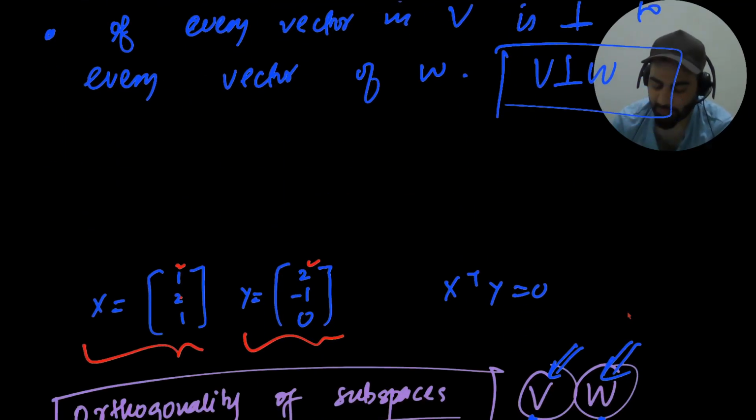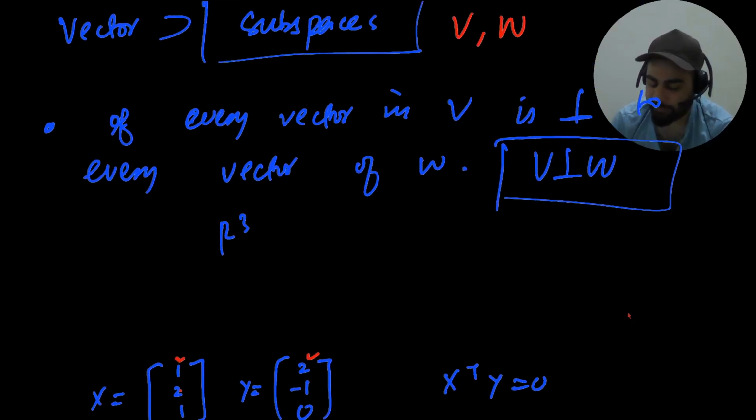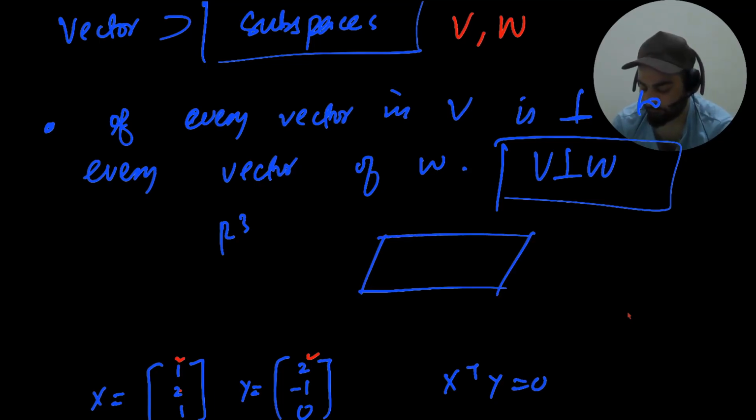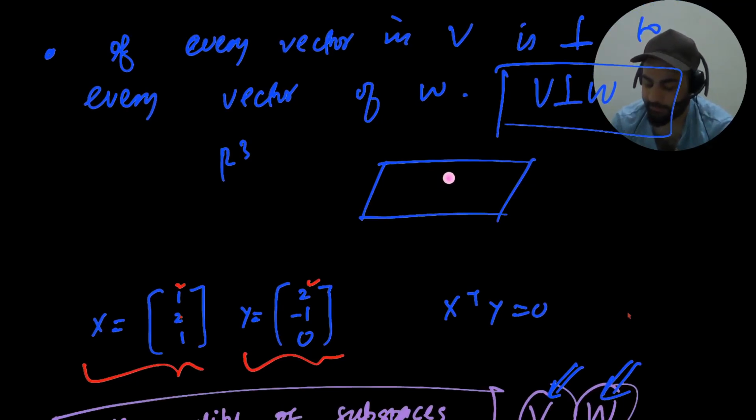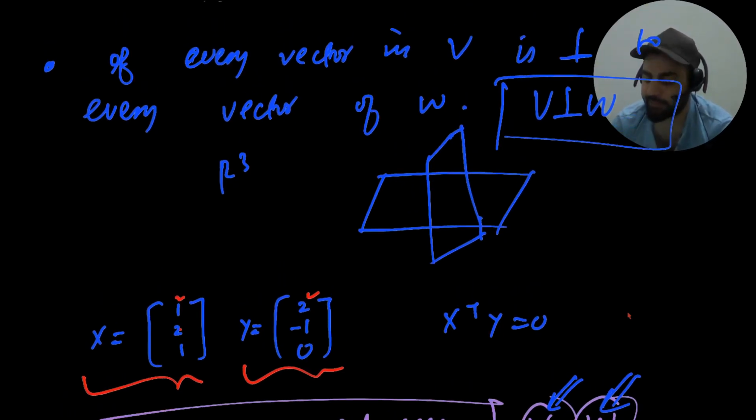Let's take an example in R3. Let's suppose we have a subspace like this, and then maybe some other subspace like this. Can we say these two are orthogonal? I hope you will agree with me that these two are not orthogonal. Why? Because we have a vector over here, and on this other subspace we will have a vector like this. Here the angle is more than 90 degrees, so you cannot call it orthogonal.